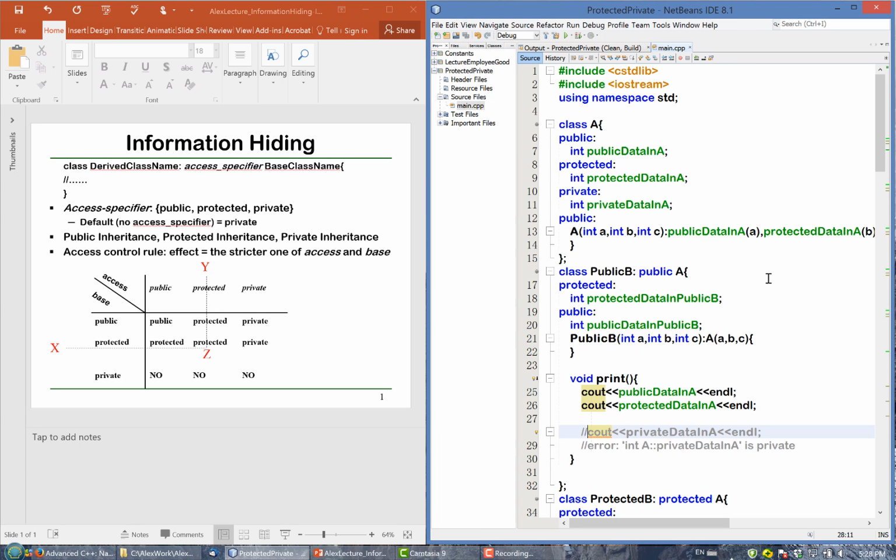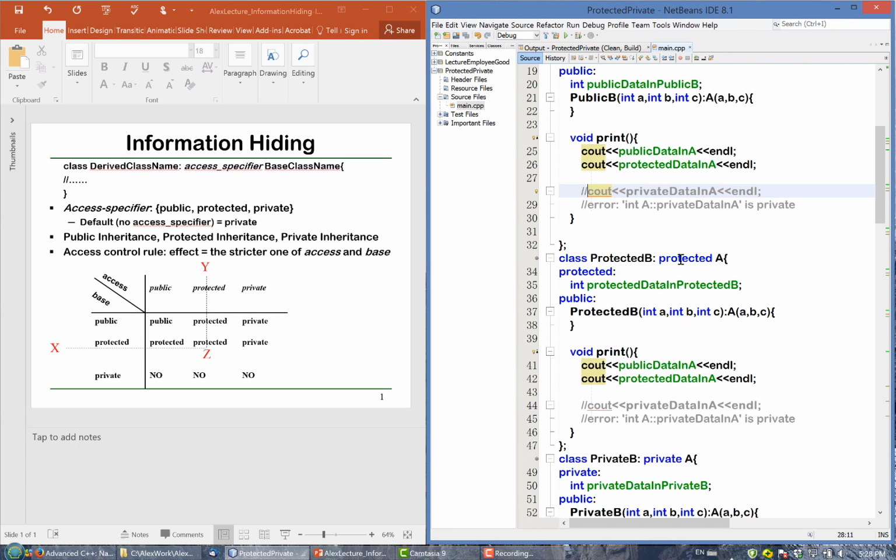Now let's consider protected inheritance. For public and protected data and functions in the base class, they can be accessed by the direct class. So for public and protected data in the base class, with protected inheritance, they can be accessed by this direct class. And also they can be accessed like protected data and functions of the direct class by further direct classes.